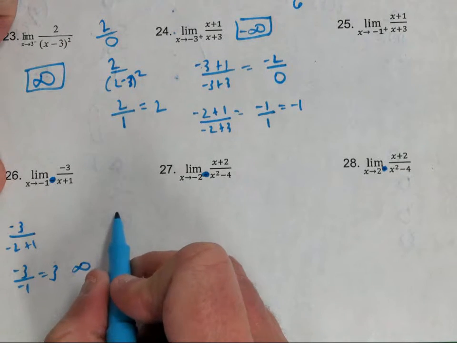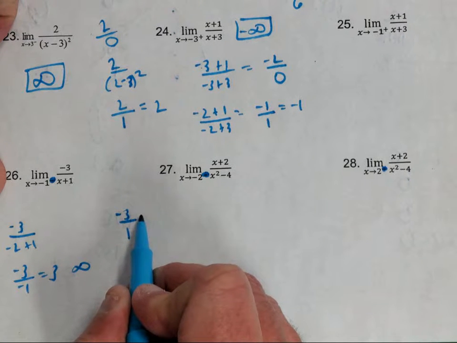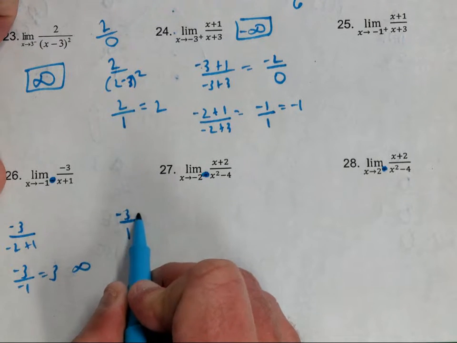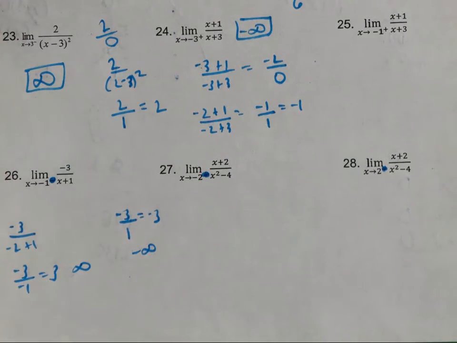Okay, I'm going to plug in 0. 0 plus 1 is? Negative 3 over 1 is a negative 3. That means it's going where? So I got one side going to positive infinity, one side going to negative infinity. What's my overall limit? Does not exist. That's what you would have there.